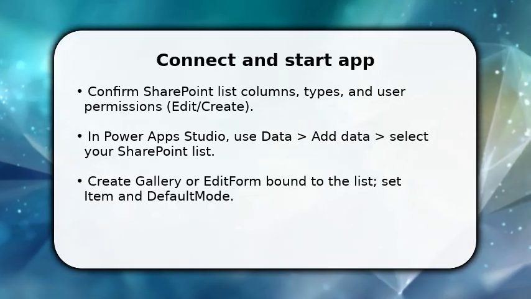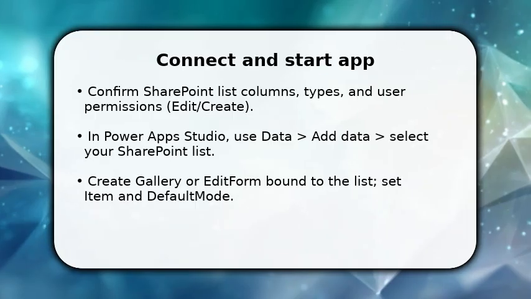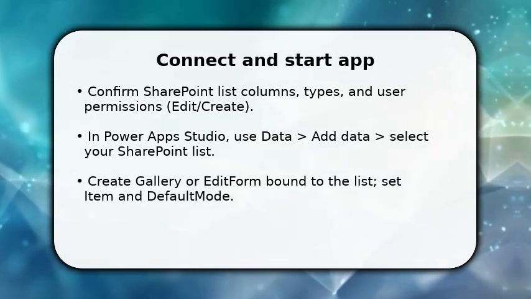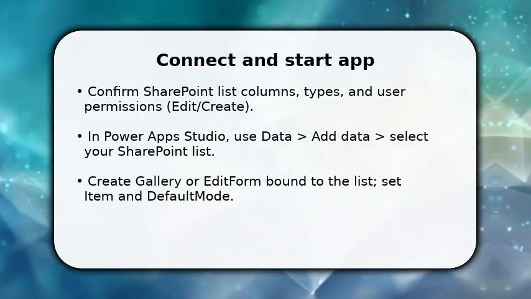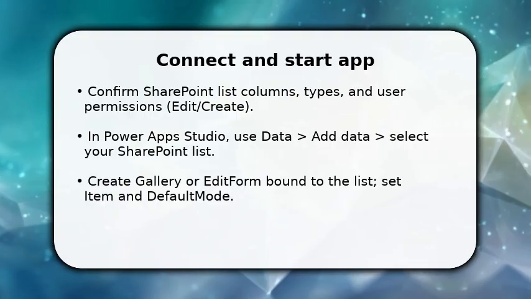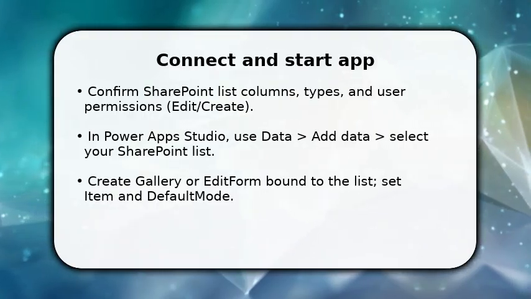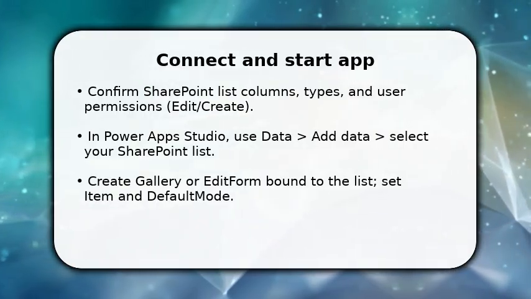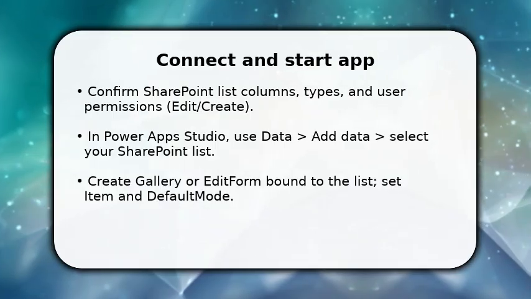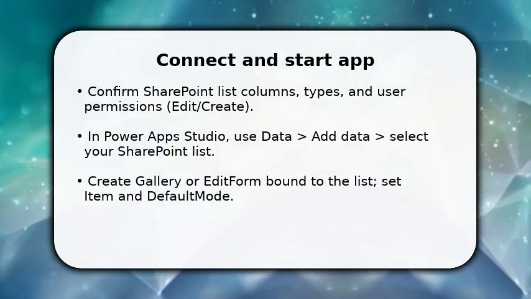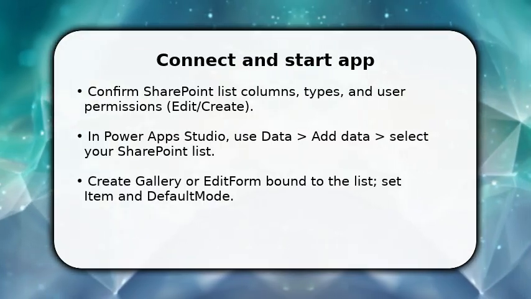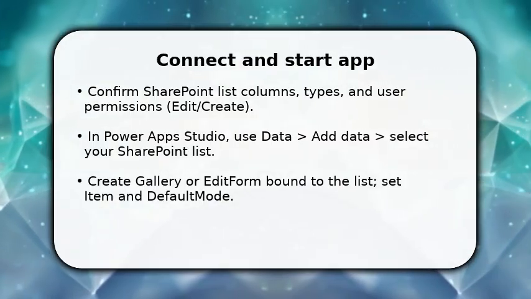You begin by ensuring your SharePoint list schema and permissions are correct, because mismatched column types break updates. Once done, open Power Apps Studio and add the SharePoint list as a data source. Then create a gallery for selection and an edit form or display form for details, binding the form's data source to your list and its item to gallery.Selected. Make sure default mode is form mode.Edit for updates. These steps let you immediately interact with live list items.